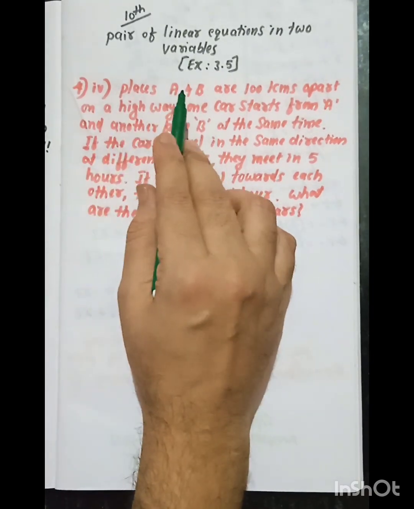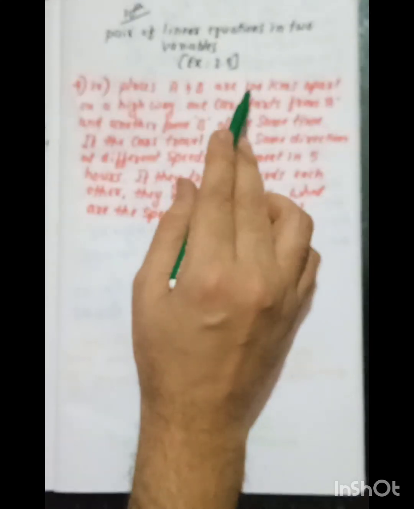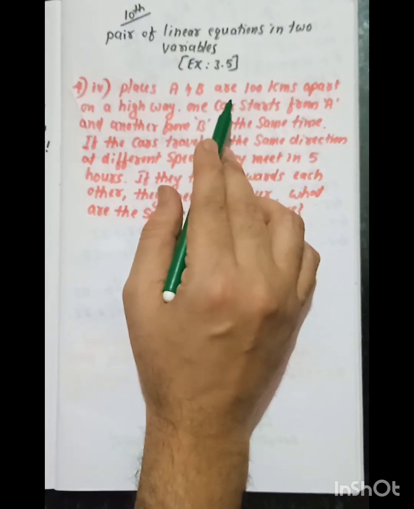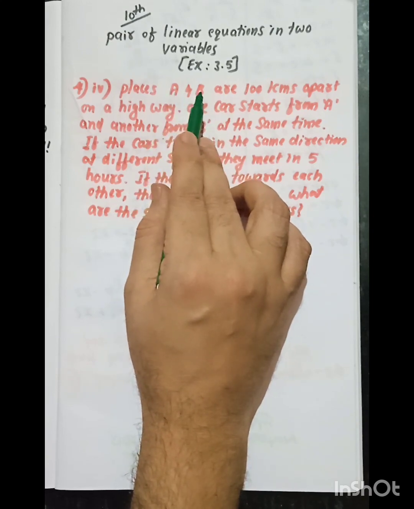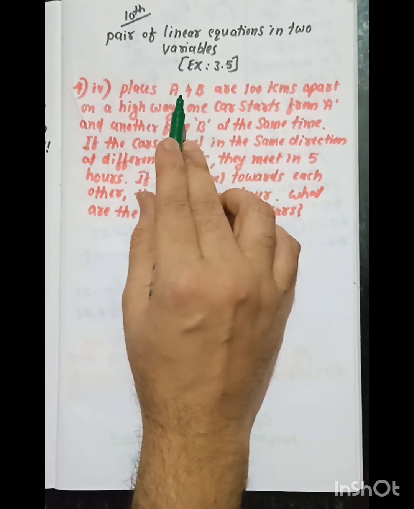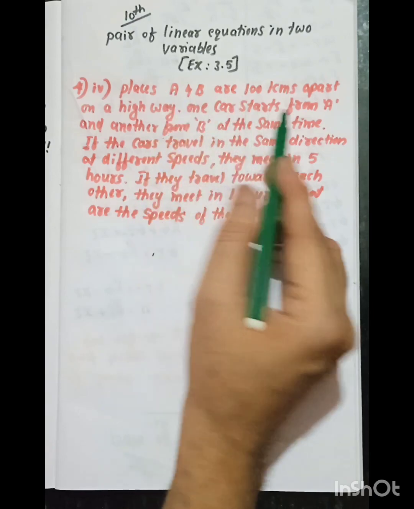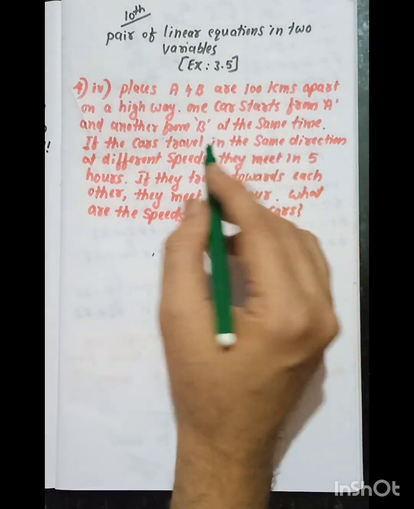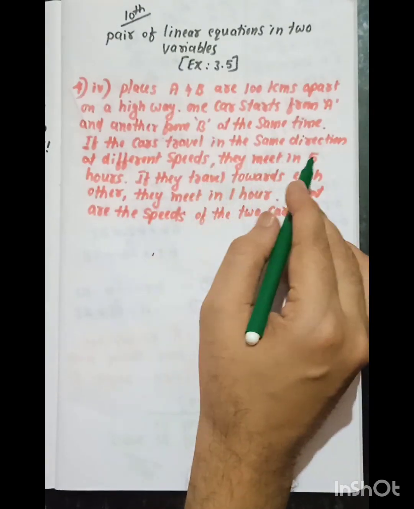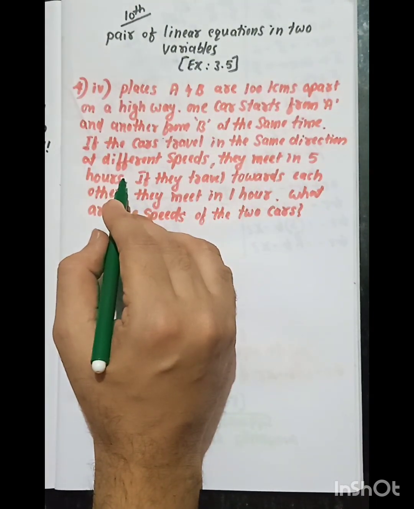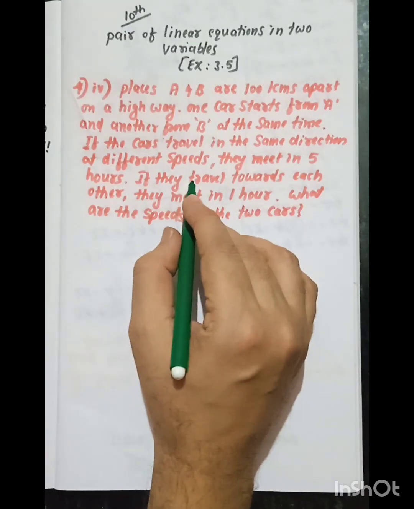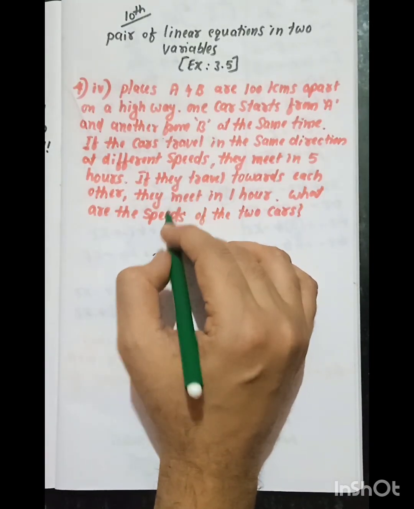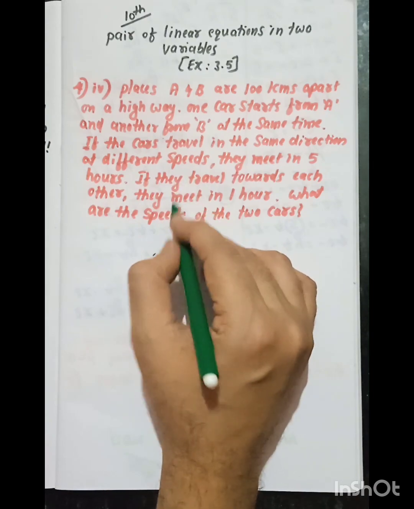The problem is like this: there are two places A and B. They are 100 kilometers apart. Two cars start, one car from A and the other car from B. Both the cars are traveling in the same direction. If the cars travel in the same direction at different speeds, they meet in 5 hours. Let's check this sentence first, then I will explain all three sentences.